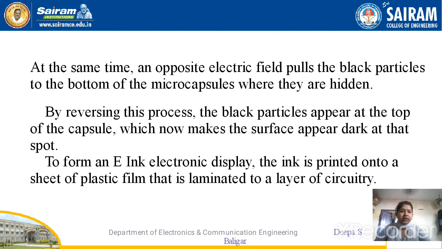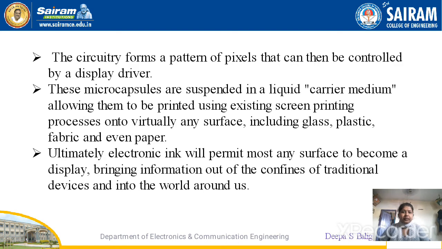In electronic ink displays, the ink is printed onto a plastic film laminated to a layer of circuitry, and the circuitry is patterned into pixels that are then controlled by the display driver. Another type is electrowetting. Electrowetting is the basic control of the shape of the interface between water and oil by an applied voltage. Without voltage between the electrode and the water, the oil forms a film.